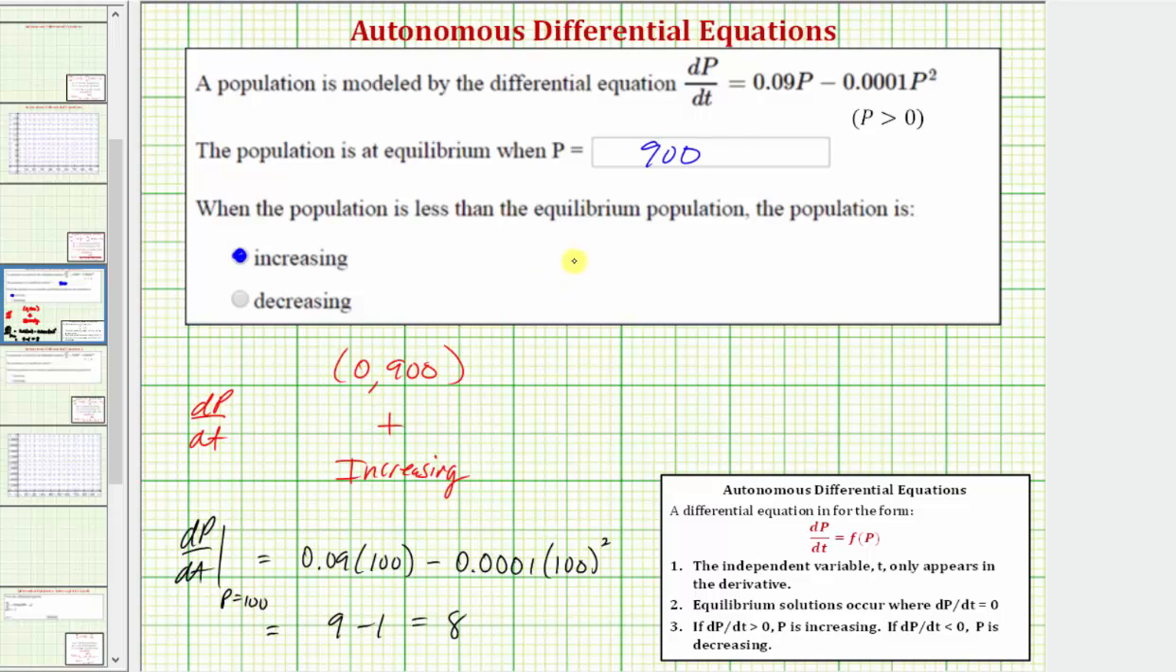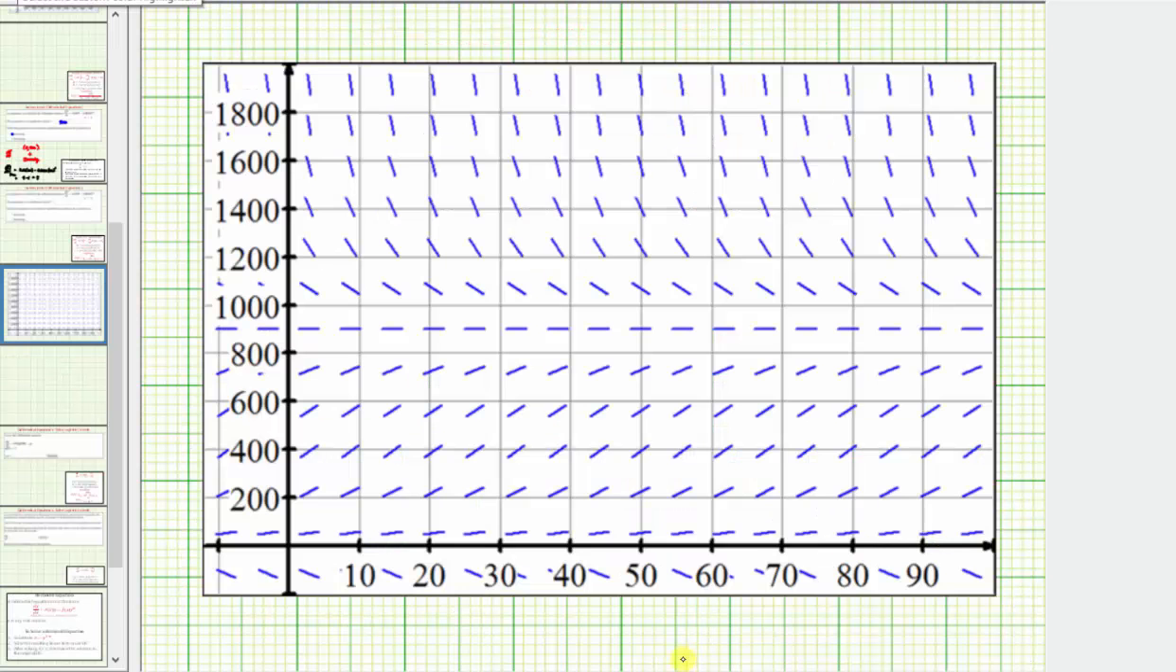Let's check this graphically by looking at the slope field generated by the differential equation. We found the equilibrium population to be 900, which is verified by the slope field. We can tell the population is increasing when the population is below 900, because notice how all of the slopes of the segments are positive. We can also verify when the population is above 900, the population is decreasing because all these segments have a negative slope. Before we go though, I'd like to look at this problem in another way.